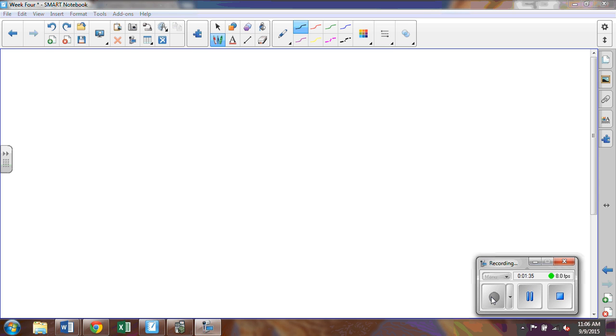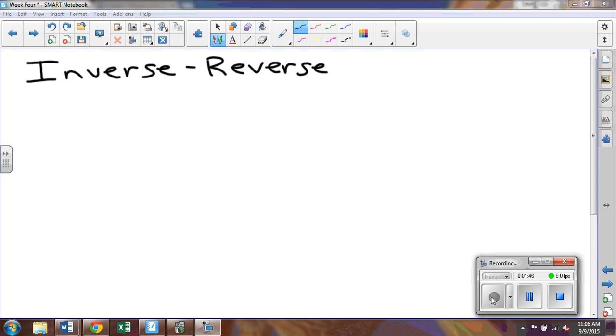Okay, here is our first example to work with inverse-reverse. Recognizing that writing down inverse-reverse a lot is fairly time-consuming, from this point forward, I'll just refer to it as IR. I'll still say inverse-reverse, but with the writing, I'll have just IR. Here's our first example.